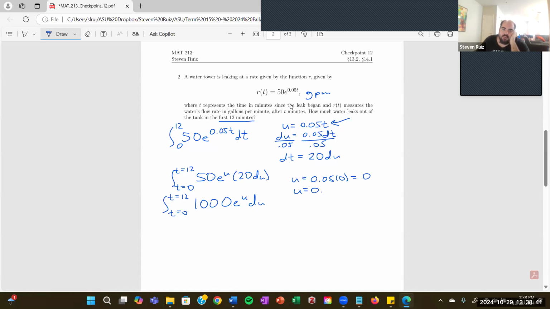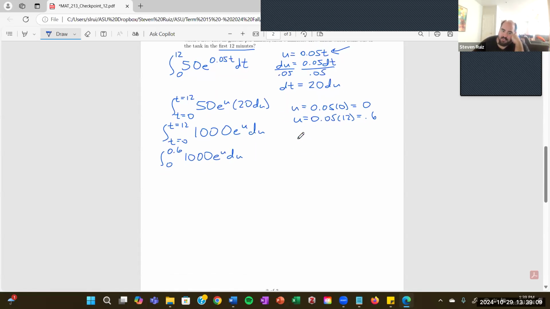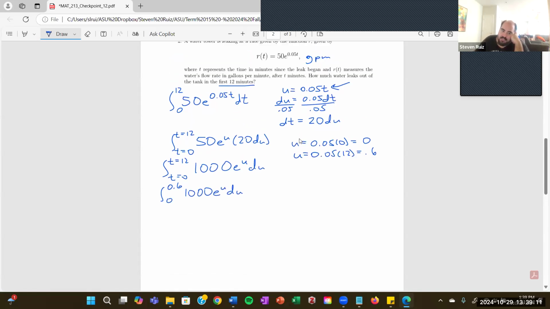And then u equals 0.05 times 12. That'll be equal to, I think that's 0.06, but let's be sure. Oh, off by tens everywhere. It's just 0.6. So here's my integral, all transformed, 0 to 0.6 of 1,000 e to the u du. So now we're in a place where we can do this integral. So what's the antiderivative of 1,000 e to the u?